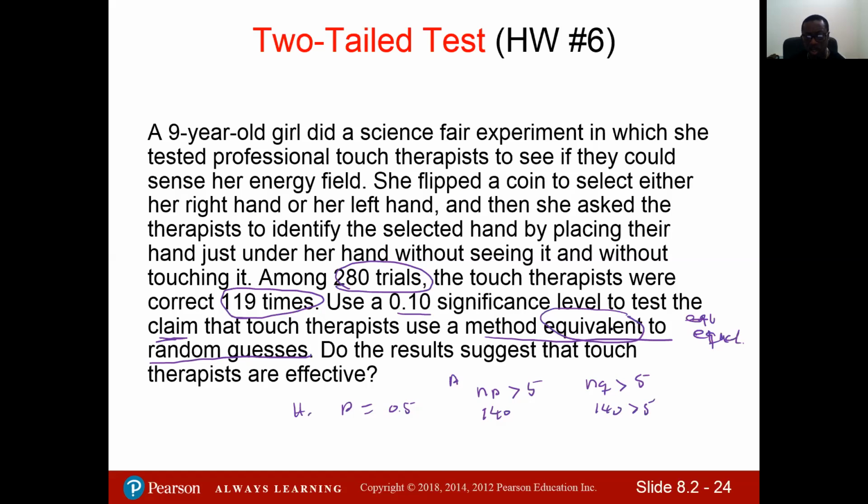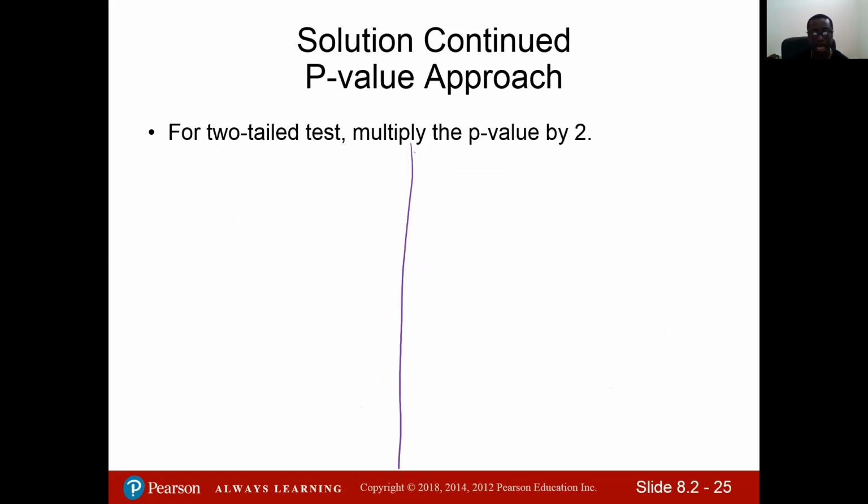So why is it a two-tail? It is two-tail because the claim is equal to. So the claim goes to the null hypothesis. And because it said equal to, the alternative will be not equal to. Okay, so let's set it up now.